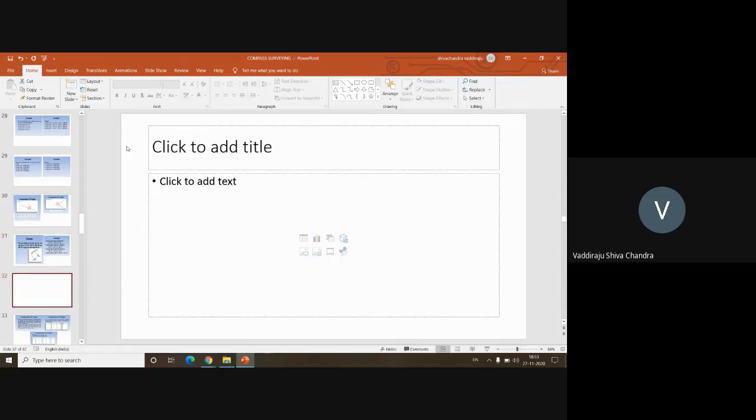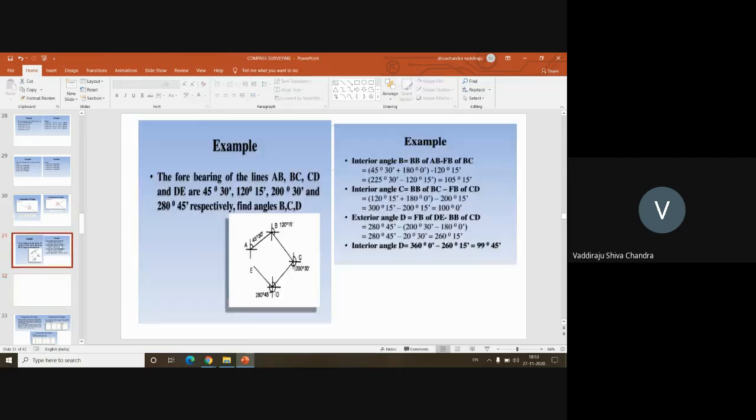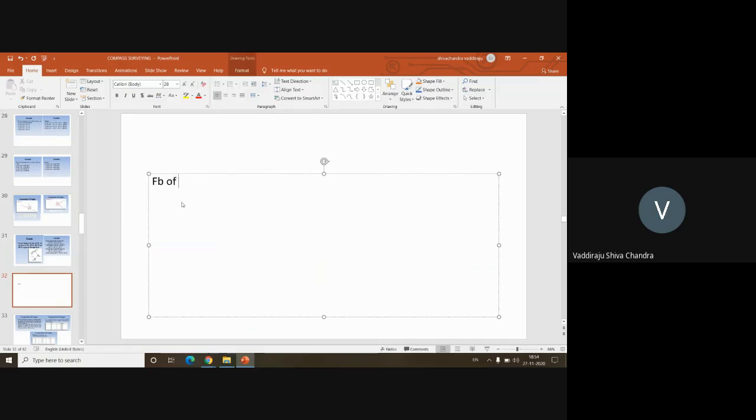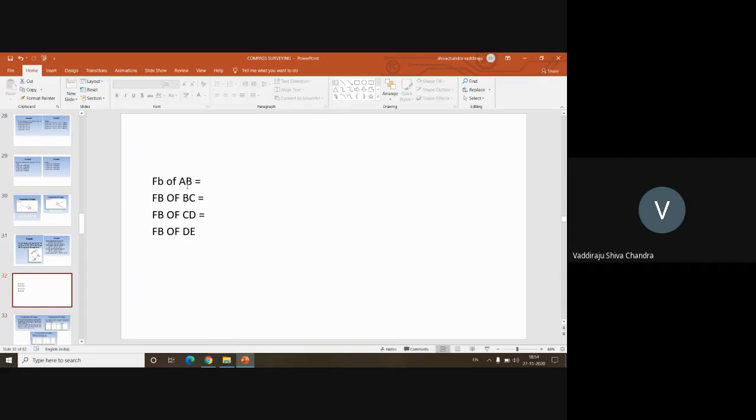Question 45. You have AB, BC, CD, and DA, right? The forebearing of AB, BC, CD, and DA are given as four values. Forebearing of AB is 45 degrees 30 minutes. Forebearing of BC is 120 degrees 15 minutes. Forebearing of CD is 200 degrees 30 minutes. Forebearing of DA is 280 degrees 45 minutes. This is the given values.